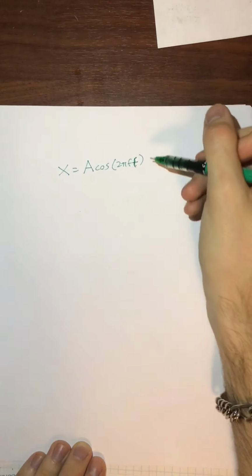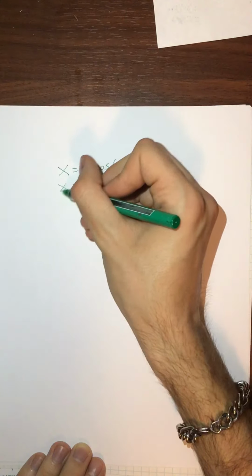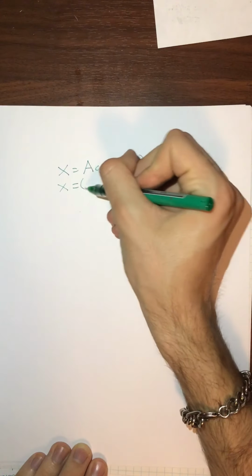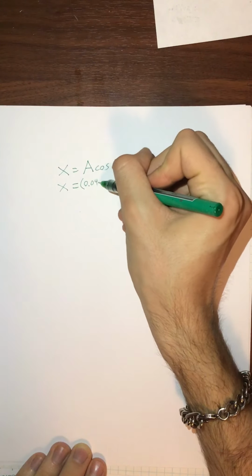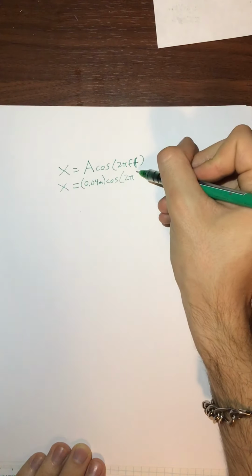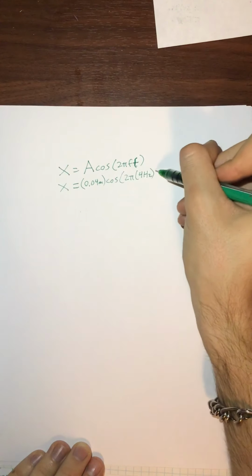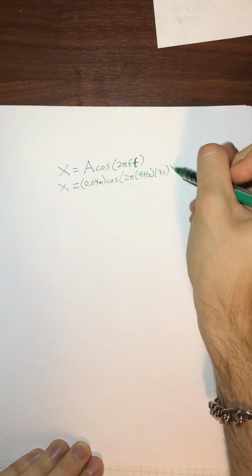Anyway, this is an equation on your reference table. It tells you where an oscillating system is at any given point. Now the amplitude they gave us was 0.04 meters. That's good. Cosine of 2 pi, I know all those numbers. They gave us a frequency. The frequency was 4 hertz. And the time they gave us was 3 seconds. So plugging it all into this equation, we should be able to get its position. So 0.04 times cosine of 2 pi times 4 times 3.